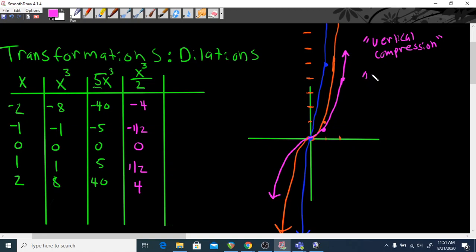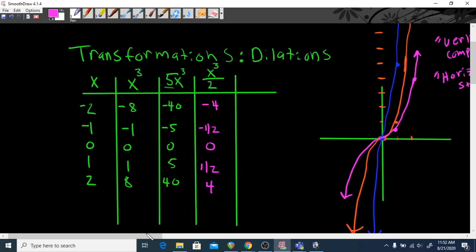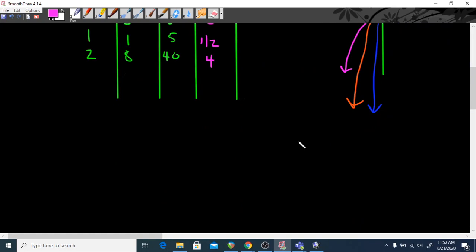Vertical compression, or sometimes we call it a horizontal stretch. Okay, and we can see that here with the numbers. And hopefully this is making sense. Let's run through just a quick example without a bunch of numbers. So let's do something like this.